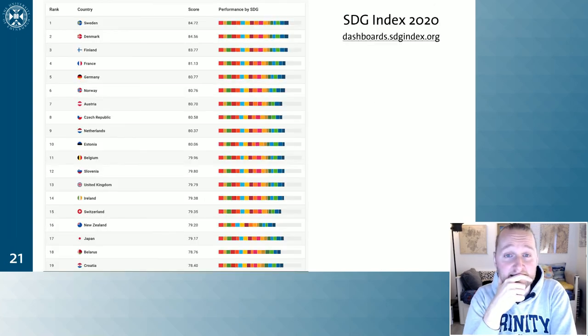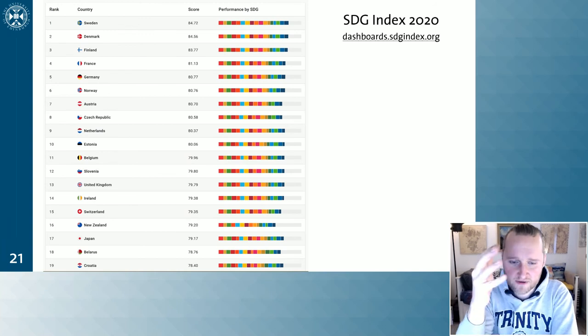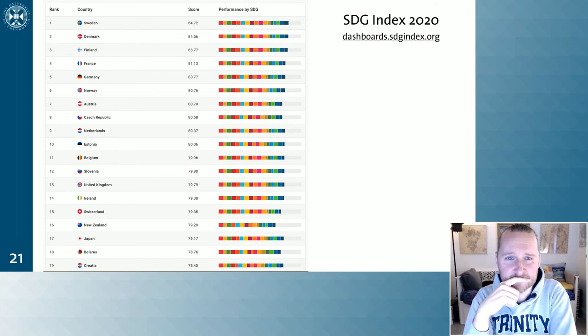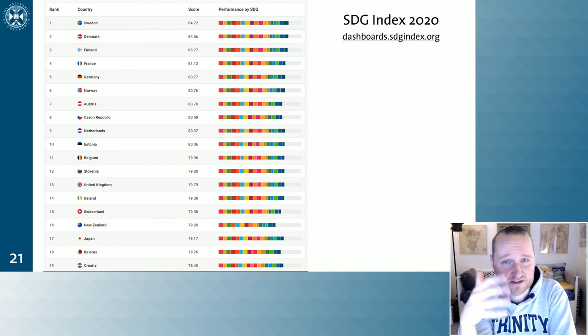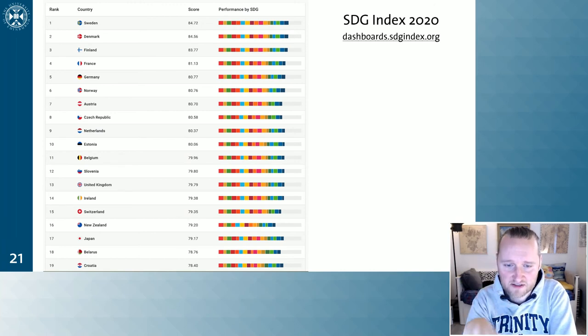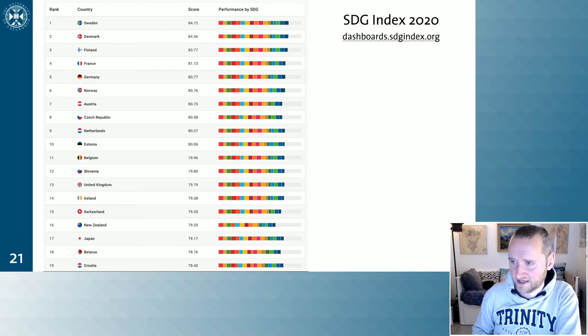Now, you might be interested in how the SDGs are spread around the world. I haven't given you a map here. I've given you the top 19 countries. Not a ton of surprises here. You have Sweden, Denmark, and Finland, so the Nordics are up there. Then come France and Germany, big industrial powers that you might not expect all that high up there. You have the UK down here at number 13. These are the countries that have achieved the highest performance on their sustainable development indicators.